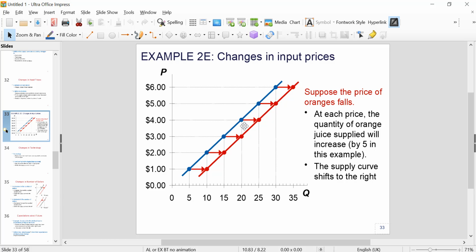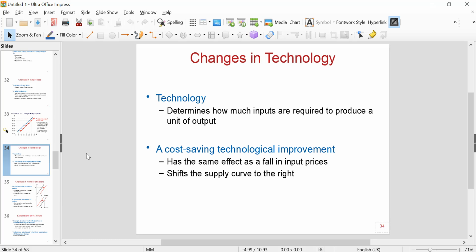So the idea should be clear now. Non-price factors usually shift the supply curve rather than inducing a movement along the curve. Let's look at the other examples here. Technology. Generally, technology affects all products.